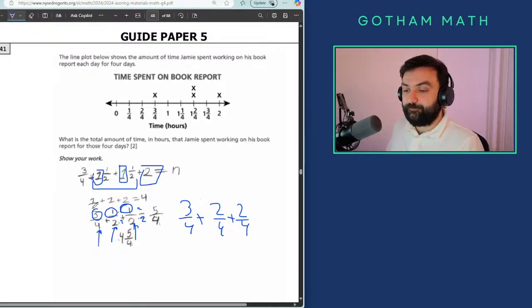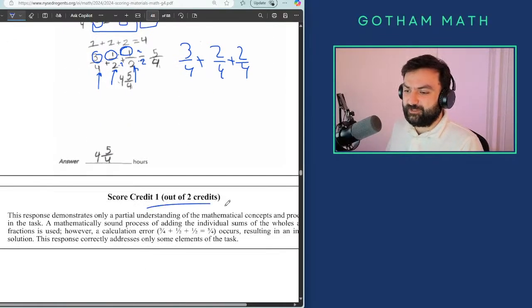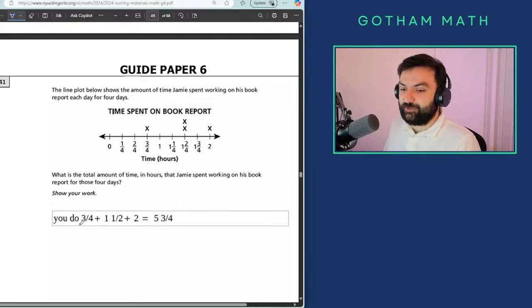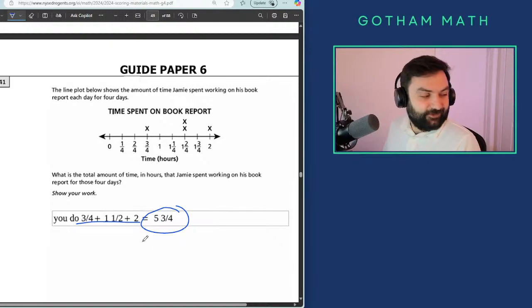I bet this one's getting a 0. Nah, it's not a 0, it's 1. Just a little mistake here. Okay, I mean, it's not a little mistake, but okay, so you do 3/4 plus 1 and 1/2 plus 2, you get 5 and 3/4. How did you get the right answer without doing the correct work? He just has some of it inside his brain. No, that's a copied answer. You know that someone copied from someone when they do wrong work but get the right answer.